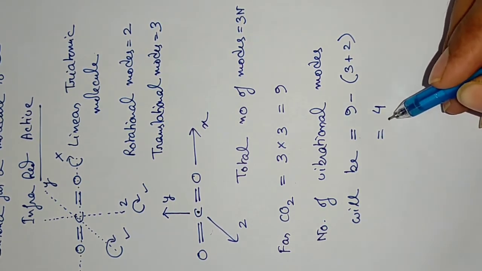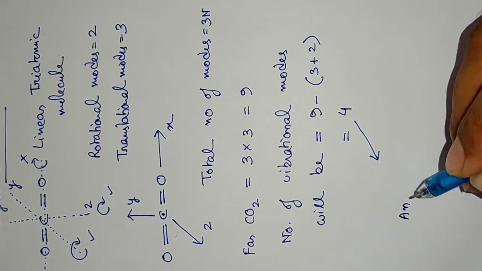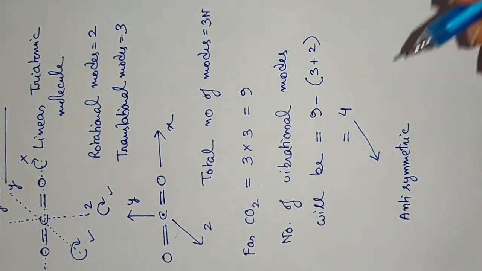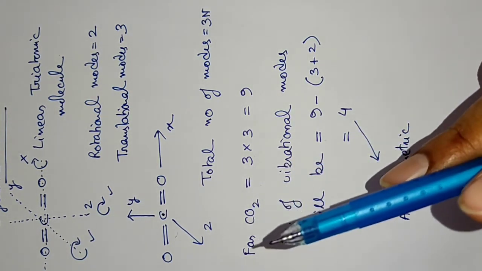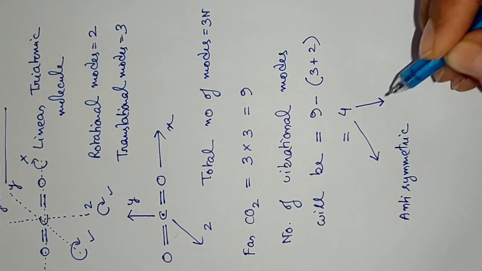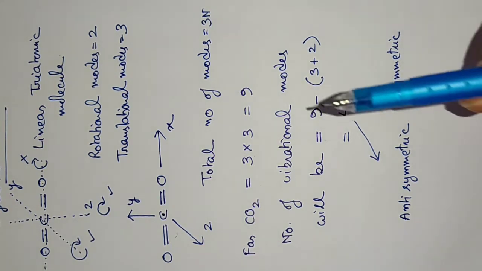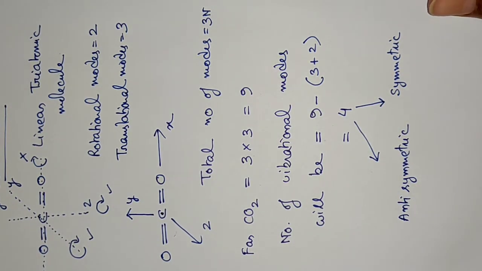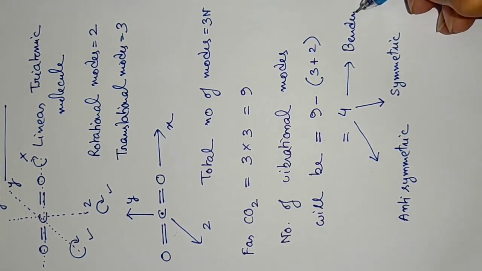Among these 4 vibrational modes present in carbon dioxide, one is anti-symmetric or asymmetric, where there will be compression in one bond and stretching in another bond, and this will alternate. Another mode of vibration is symmetric. Here there will be compression in both the bonds and stretching in both the bonds simultaneously, and the remaining 2 will be bending. I will discuss them one by one.